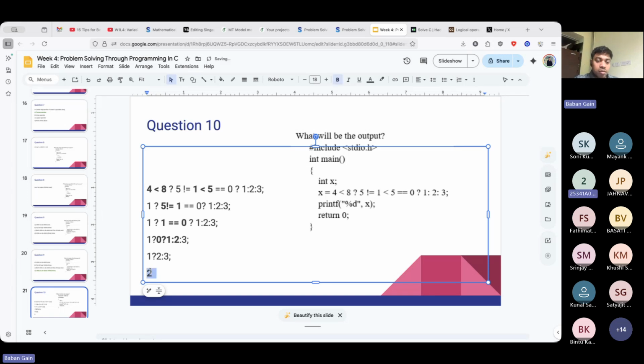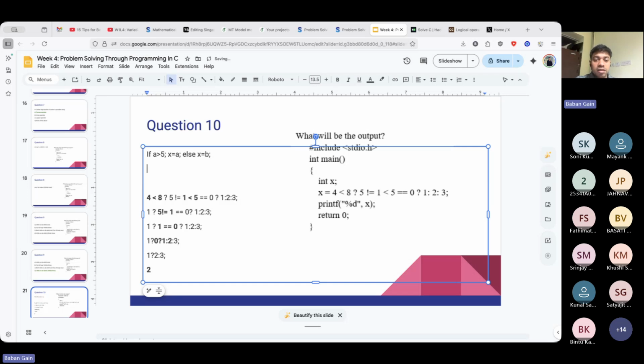You can also tell me. Sir, what does that question mark indicate? The question mark is like a ternary operator. So what will happen is that suppose there is some condition. Let's say if a greater than 5, then x is equal to a, else x is equal to b. So this is the if statement, right? But you can also write this with a ternary operator, like x equal to a greater than 5.